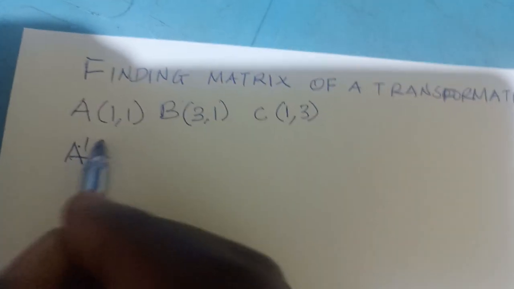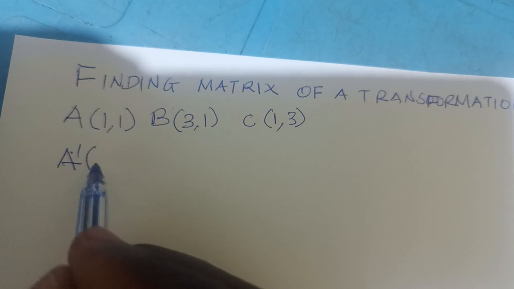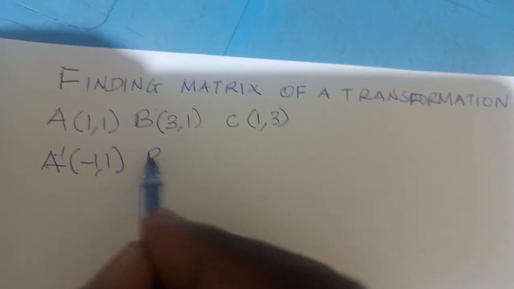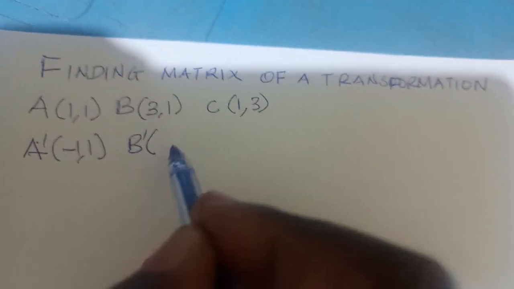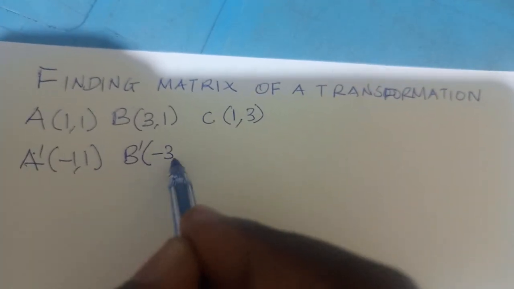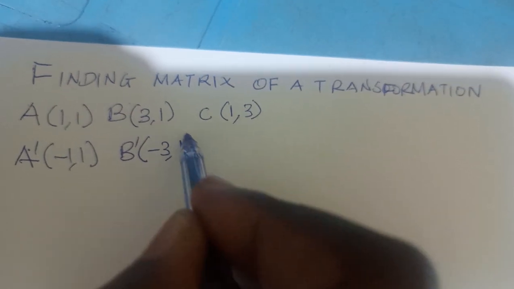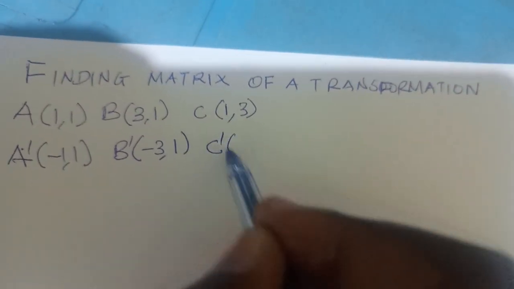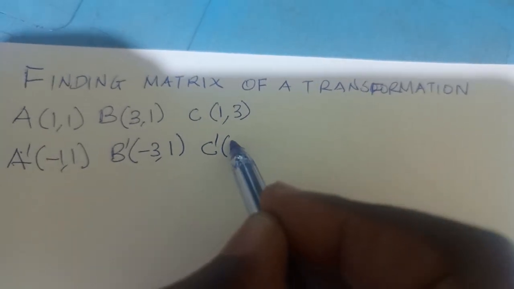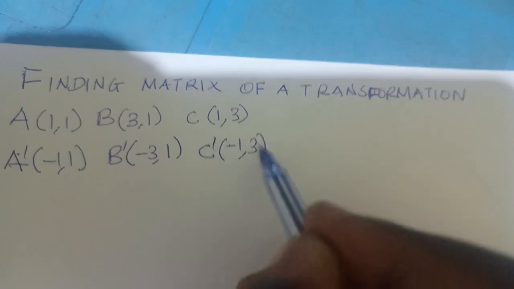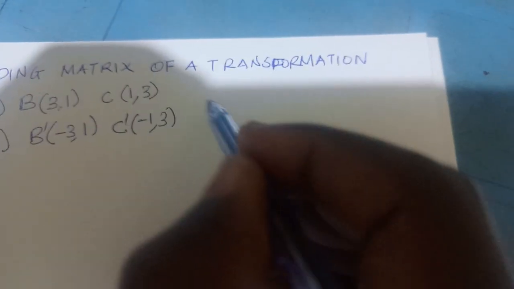A prime to be (-1, 1), B prime, that is the image of B, to be (-3, 1), and C prime to be (-1, 3).